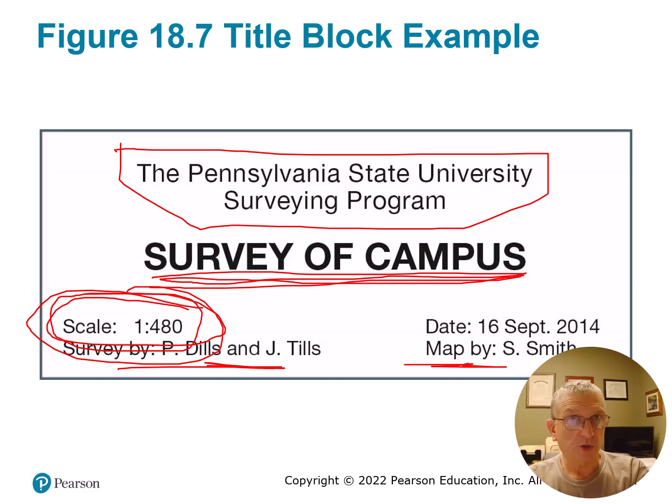Well, how much is 480 inches? It's 40 feet. So 1 to 480 is the same as saying 1 foot equals 480 feet, because there's 12 inches in a foot. We don't do 1 foot equals, we do 1 inch equals. So you would take the 480 and divide it by 12 to get to 1 inch equals 40 feet.